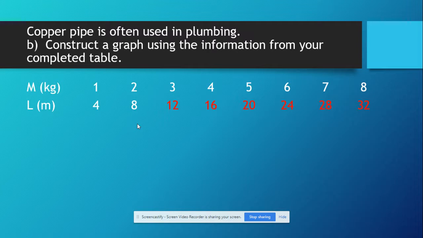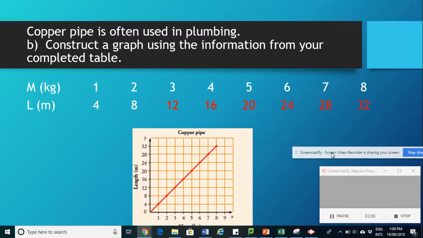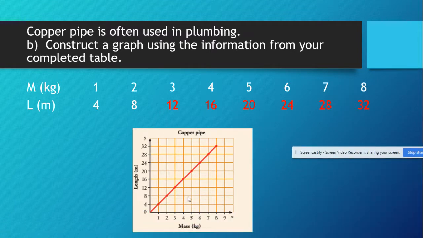Right. Then we get B. Construct a graph using the information from your completed table. Now, here again, you know how to do this. I want it to be beautiful and to include all these details. Okay, so we've got, first of all, X. X is always your first line, Y is always your second line. So this line is X, and this line is Y. As it's written here, 1, 2, 3, 4, 5, 6, 7, 8, make your 1, 2, 3, 4, 5, 6, 7, 8, 9.